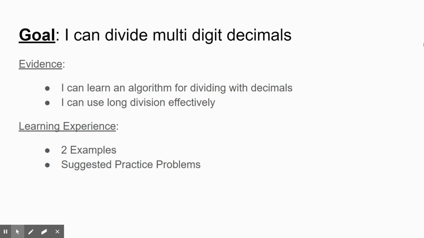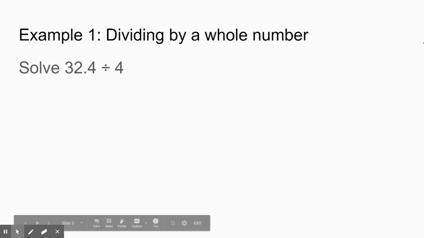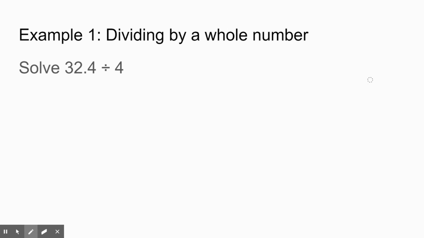One's going to be a little bit harder than the second one. And then I'm going to leave you with some suggested practice problems. So if you look at the first problem, we're going to be dividing a number with a decimal by a whole number. So we have 32.4 divided by 4. What we want to make sure we do is start by writing our long division problem out.